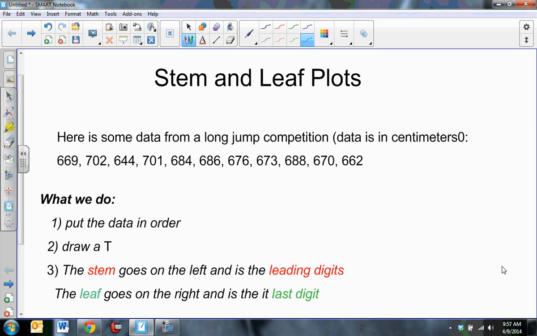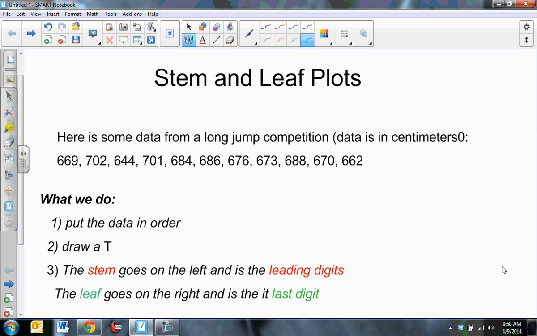So what we're going to look at right now is some data from a long jump competition. And we see that the data is in centimeters. So what we're going to do to create this stem and leaf plot is, first of all, put the data in order, okay? So hopefully you have a piece of paper and pencil in front of you. If not, go ahead and get one so you'll be ready. Pause the video.